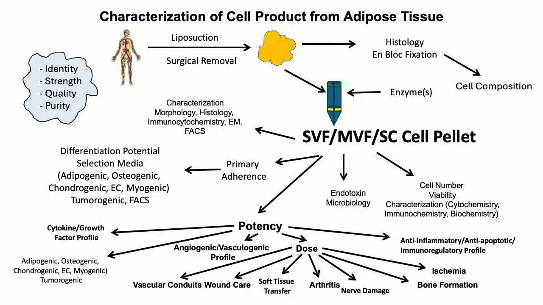That initial characterization can give us CD markers, a variety of different characteristics. We then have to determine potency of this cell population, and then based upon the potency, we've got identity and strength. Based upon that, then we can begin to talk about dosing of this cell population. So we still have a long way to go to standardize this.